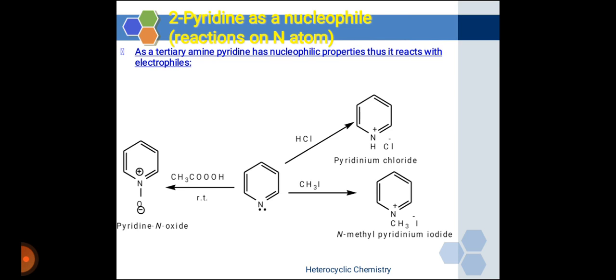Again, pyridine reacts with acetic acid at room temperature to form pyridine N-oxide. The nitrogen donates its lone pair of electrons to form the pyridine N-oxide. Here, it is not acetic acid; pyridine reacts with peroxoacetic acid to form pyridine N-oxide.